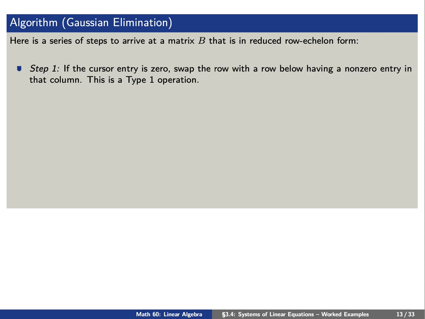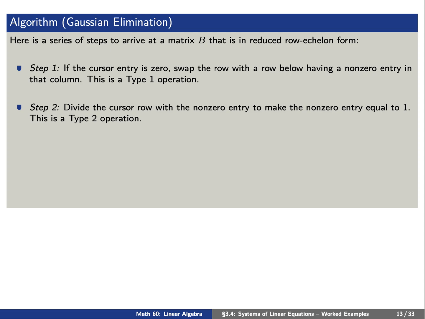First, let's say that we're dealing with the row and we have a non-zero entry. We'll call this our cursor entry. If every entry in this row is 0, then we have a row of zeros, so we'll simply swap with a row below that is a non-zero row. That is, it has at least one non-zero entry. Swapping rows, of course, is a type 1 operation.